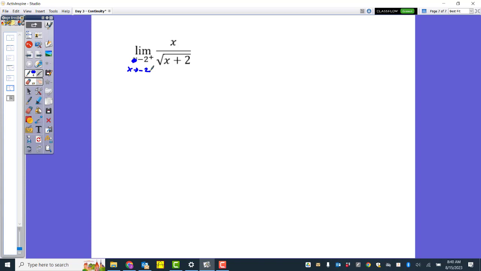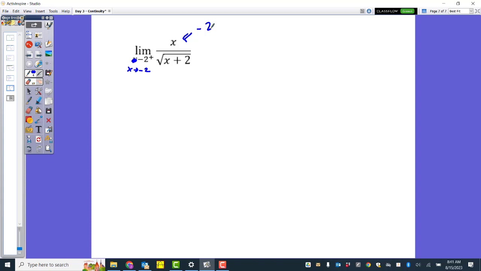So let's think about what's happening. On the top, as we approach negative 2 from the right, we're going to be getting closer and closer to negative 2 on top. On the bottom, we're going to be getting closer and closer to 0. So that means we're going to have negative 2 divided by 0. Well, that's undefined. But what we need to think about is what is the graph doing there?